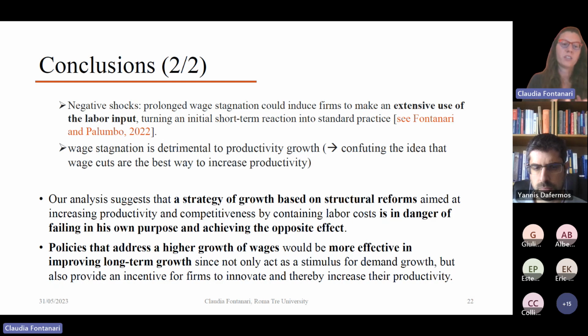On the other hand, policies that address higher wage growth may be more effective for the growth of the economy, because they will, on the one hand, act as a stimulus for demand growth, and on the other hand, they will provide an incentive for firms to innovate and thereby increase productivity.